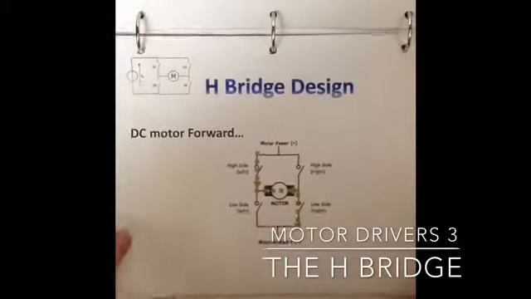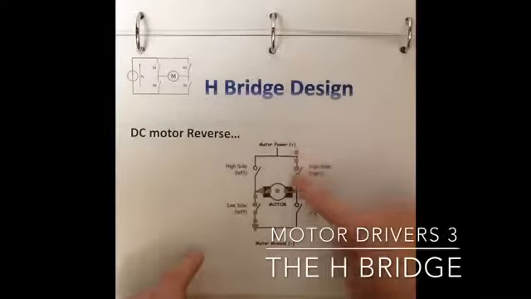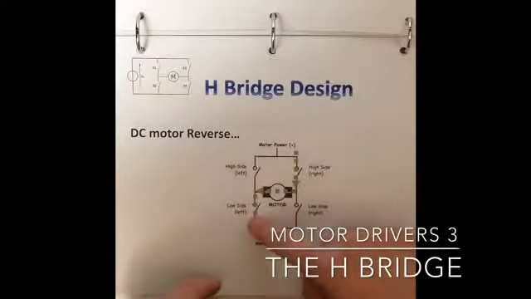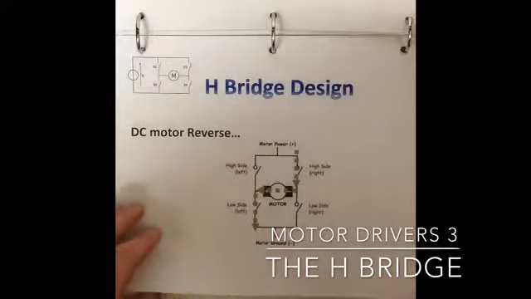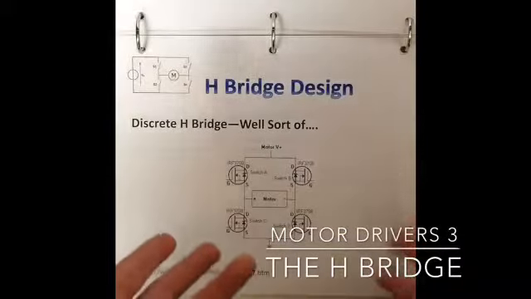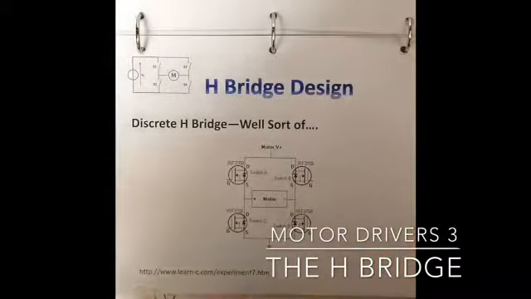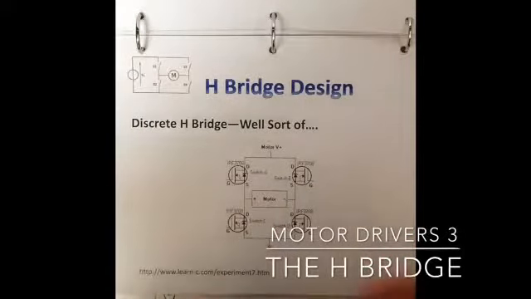If you wanted to reverse the motor, you would have to do the opposite. Switch this guy on and this guy on, and you would now have current flowing the opposite direction to reverse a DC motor. It's pretty simple. In a sense, you can put JFETs or MOSFETs or IGBTs in the circuit, and boom, you could have an H-bridge. Well, sort of.